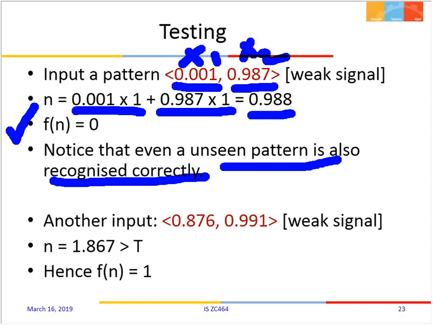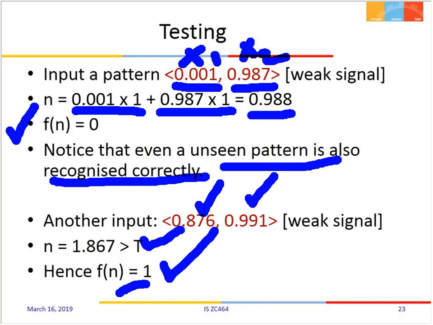Another input you take, 0.876, our unseen x1, x2. This is also considered to be a kind of weak signal because it is not 1, 1. But still, your neural network is able to recognize such a signal as class 1, right? Since its weighted sum comes out to be 1.8 and it is larger than the threshold, the predicted output is 1, while it also should be equal to 1 as its actual output. So even testing errors are very few.